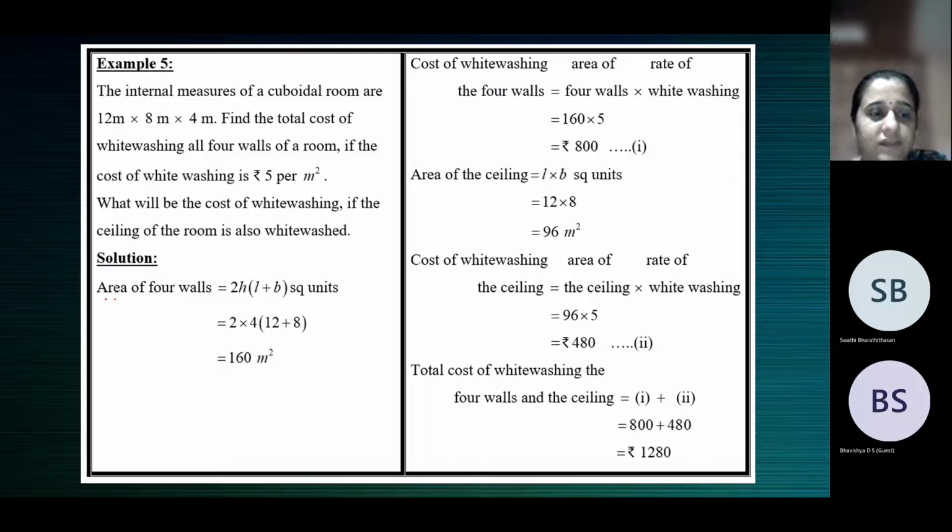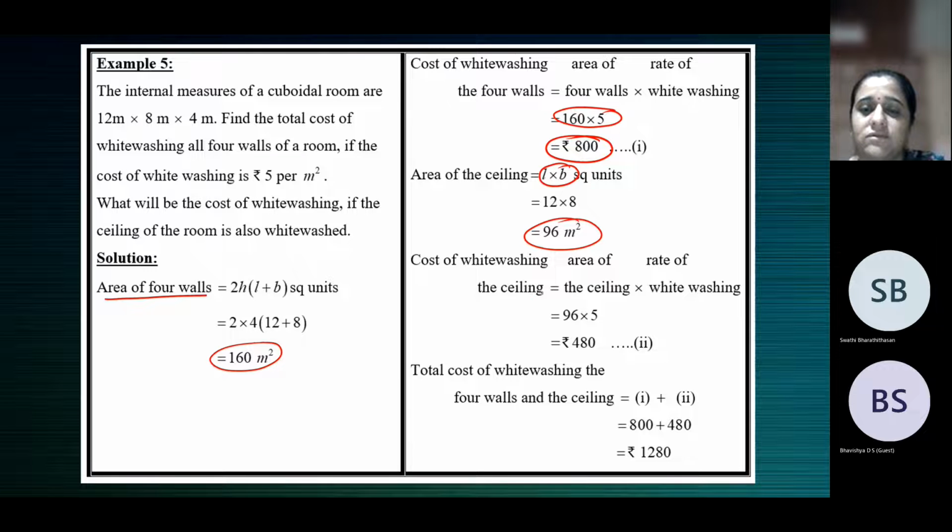So we have to first find the area of four walls and multiply that by the rate to find the total cost of whitewashing the four walls. Then we have to find the area of the ceiling. Multiply the area of the ceiling with the rate to find the cost of whitewashing the ceiling. Then add both the costs to find the total cost.